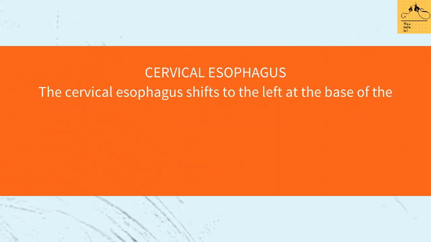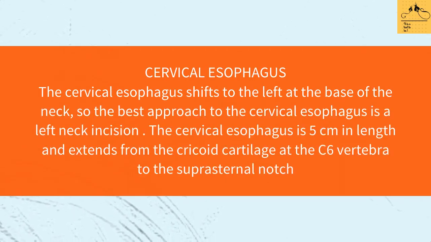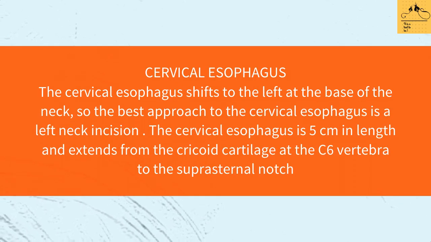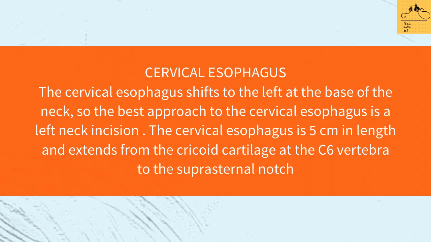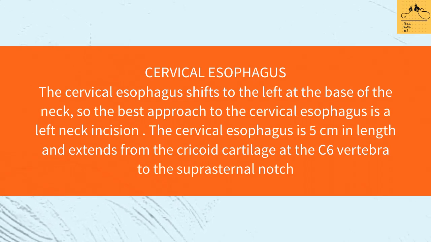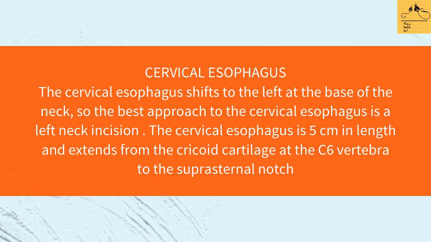Cervical esophagus. The cervical esophagus shifts to the left at the base of the neck, so the best approach to the cervical esophagus is a left neck incision. The cervical esophagus is 5 centimeters in length, and extends from the cricoid cartilage at the C6 vertebra to the suprasternal notch.